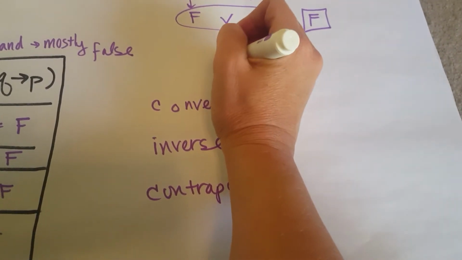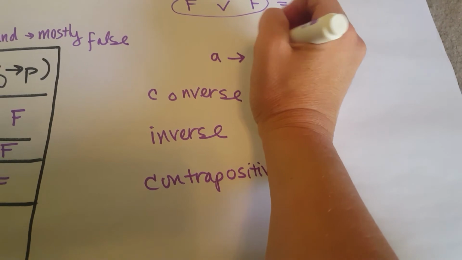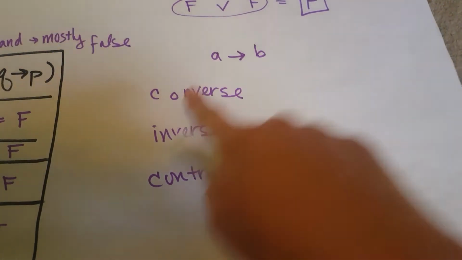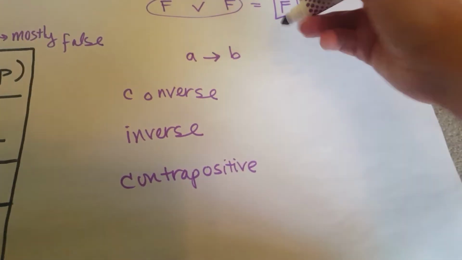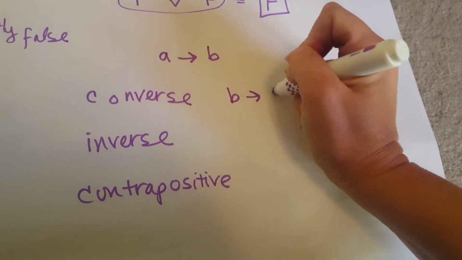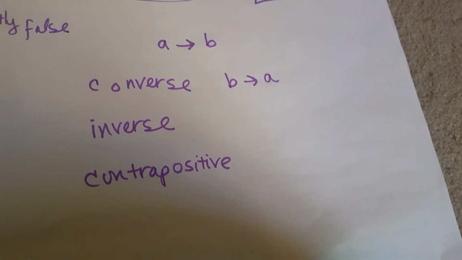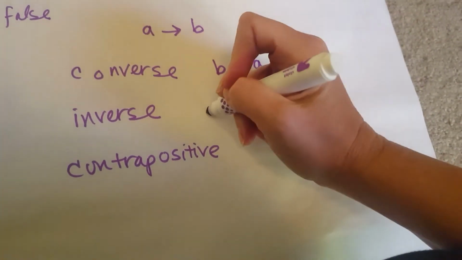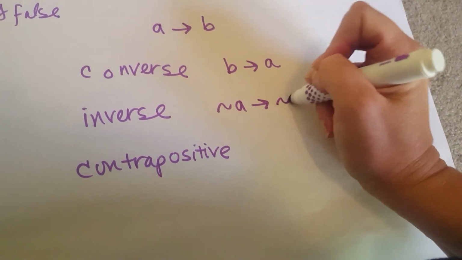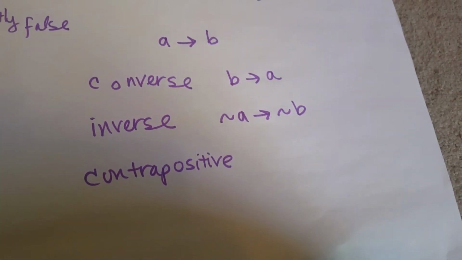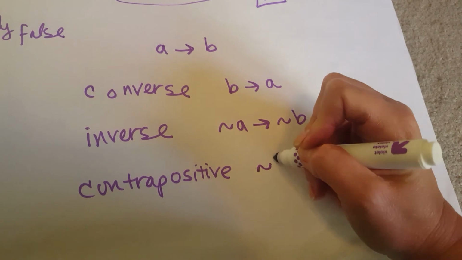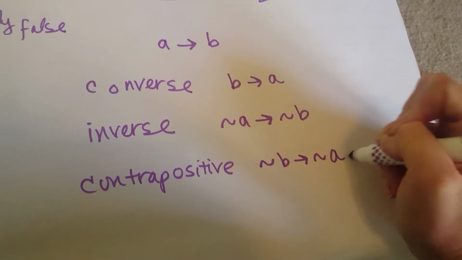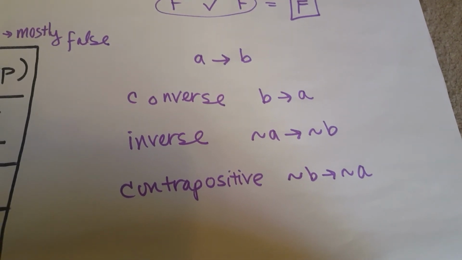If I have any two letters, and it doesn't have to be P and Q, it could be A and B, whatever we have. The converse, sorry for the weird spacing, means flip the order. The inverse means leave the order the same, change it to its opposite. So A is going to still be in front, B is going to still be in the back, but we're going to have the negation. Contrapositive means do both. Change to the opposites. Change places. All right. I hope this helps with your homework. Good luck.